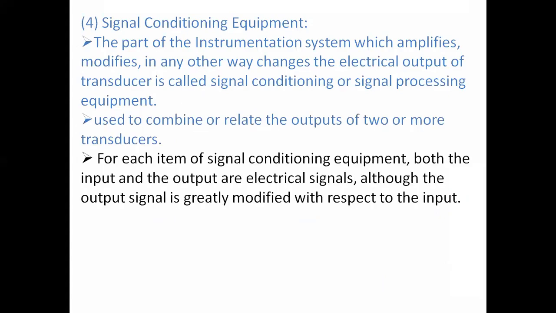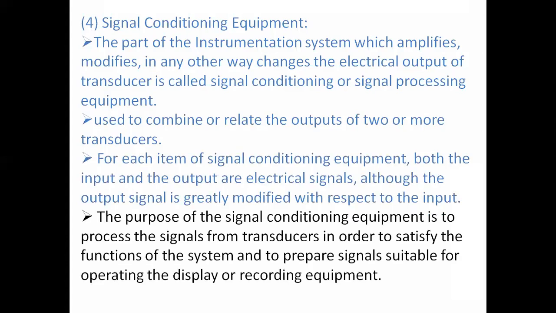So both the input and output signals are electrical signals. Okay, and the main purpose of signal conditioning equipment is to process the signals from transducers in order to satisfy the functions of the system and to prepare the signals suitable for operating the display or recording equipment. So we have to prepare that signal which is suitable for the operation of the display or recording system.